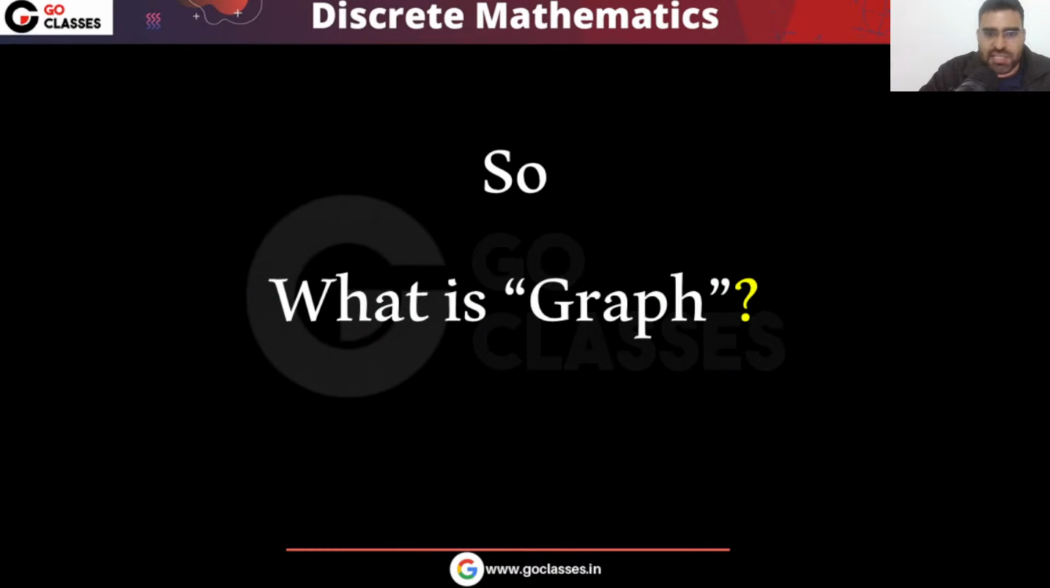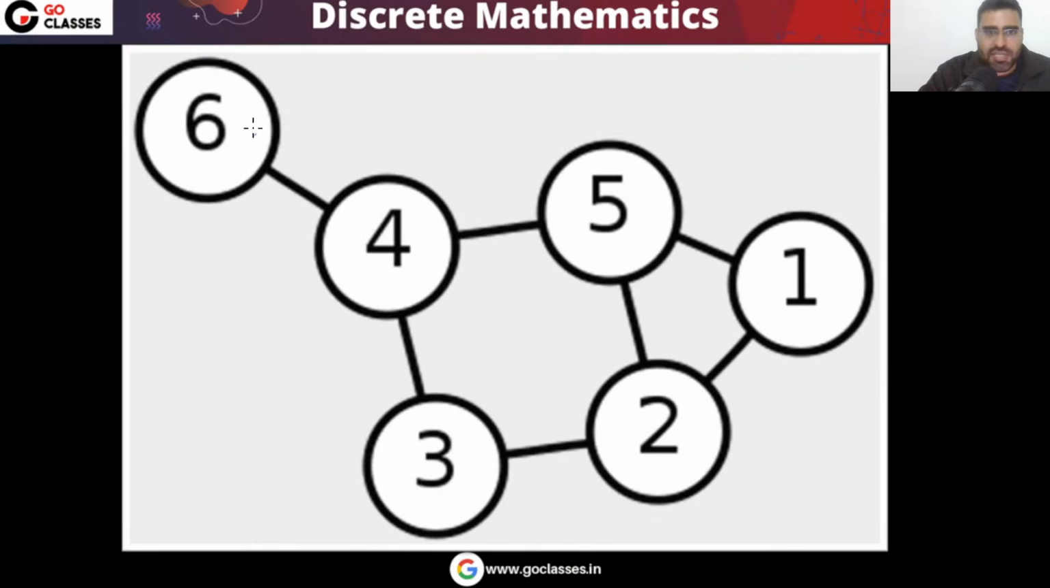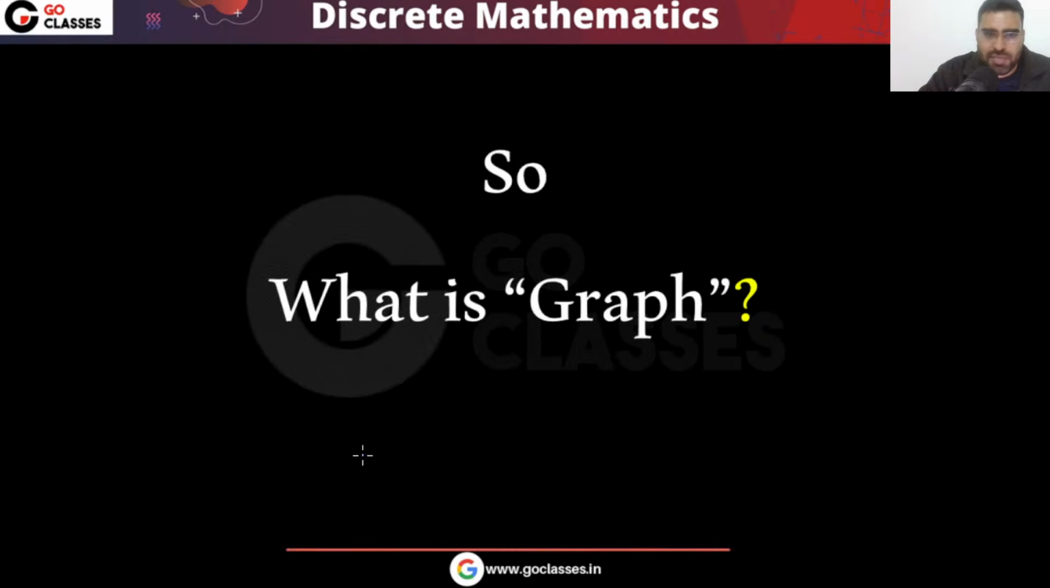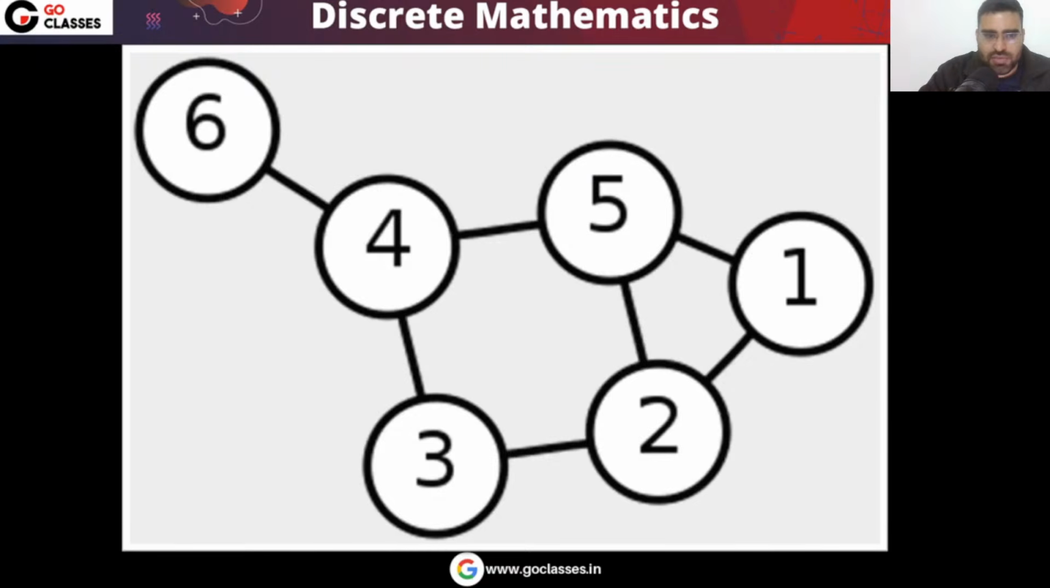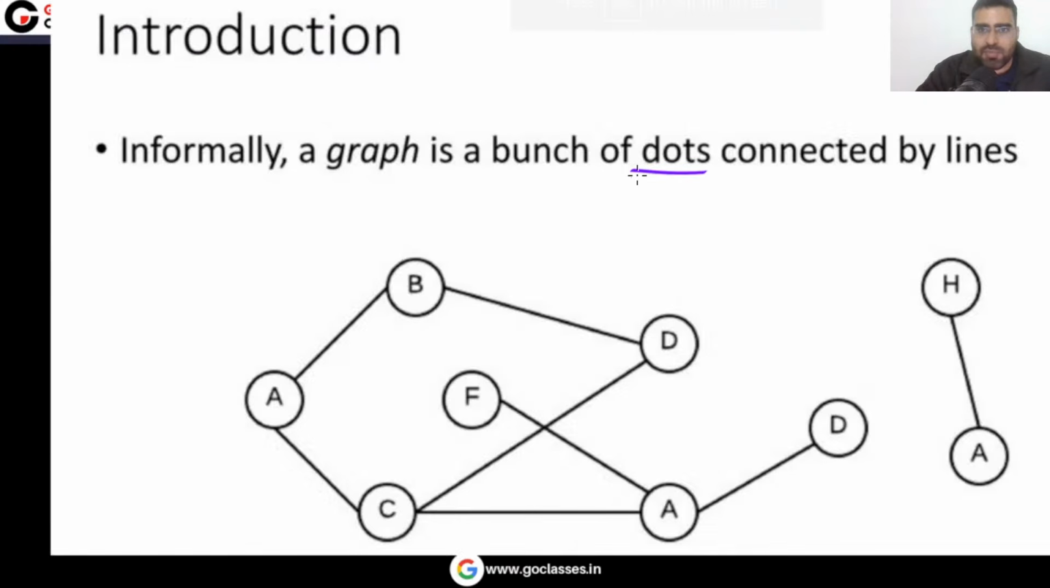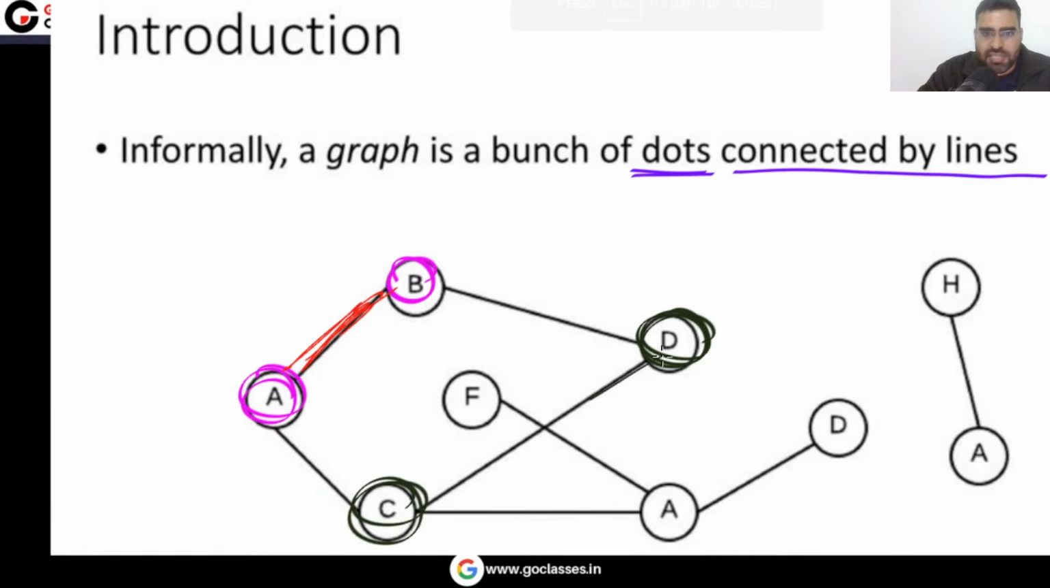A graph is basically very simple. A graph is just some dots and lines. Let me tell you, a graph is nothing but some dots and some lines. For example, you can see there are some dots which are connected by some lines. These are the dots. This is a dot, this is a dot, and they are connected by a line. This is a line. Another example: this is a dot, this is a dot, and they are connected by this line.